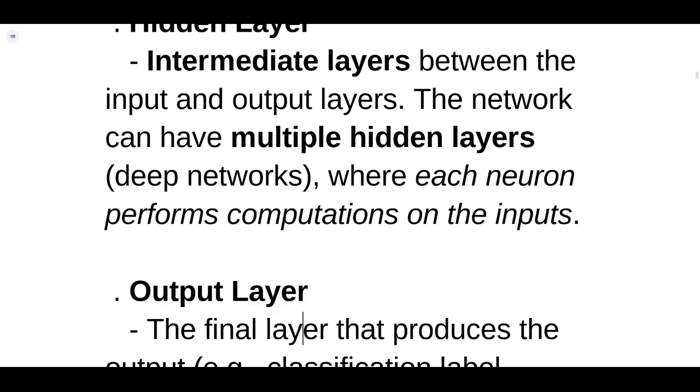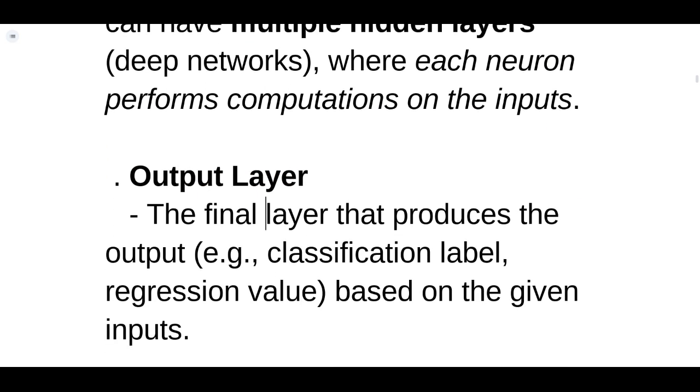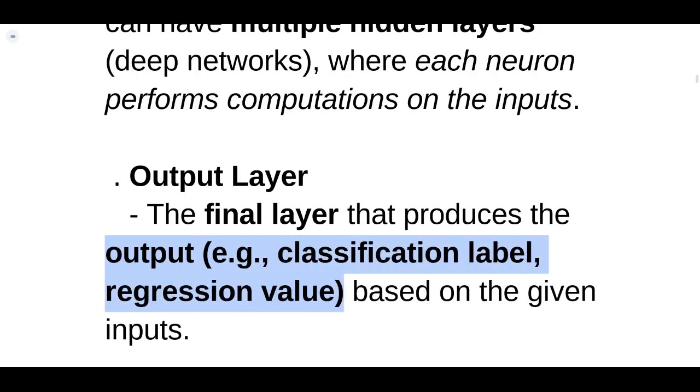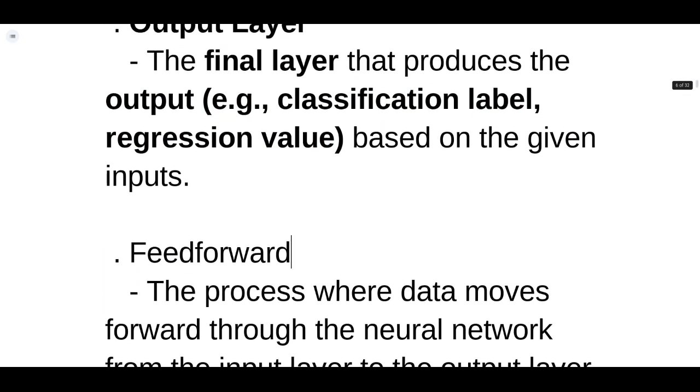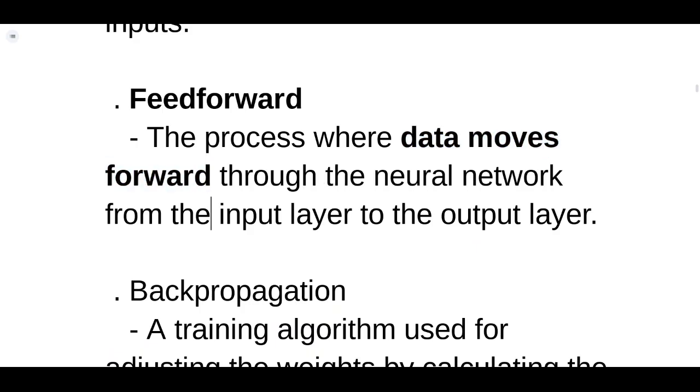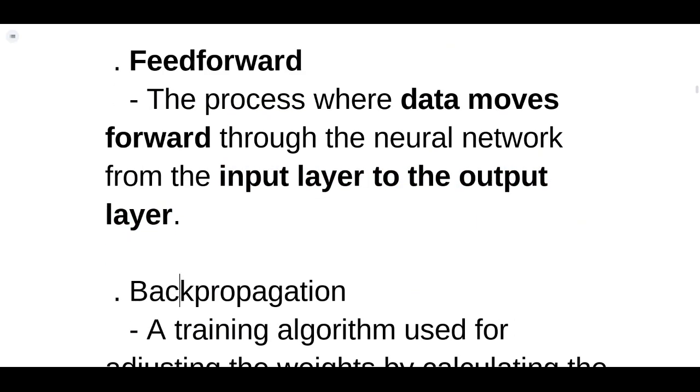Now, what is the output layer? The output layer is the final layer that produces the output. Output means the classification label or the regression value based on the inputs. Now, what is feed forward? It is the process where data moves forward through the neural network from the input layer to the output layer.